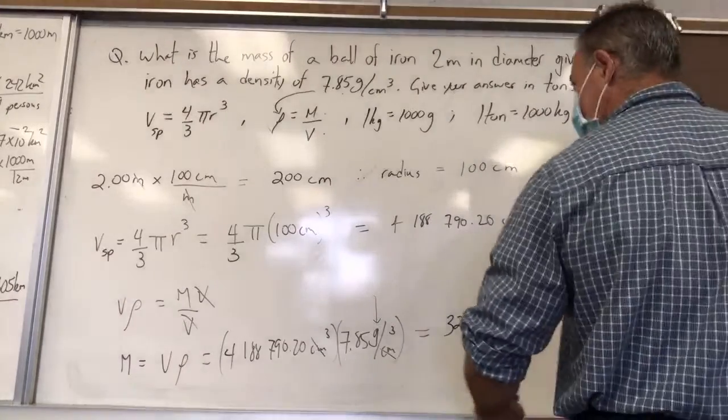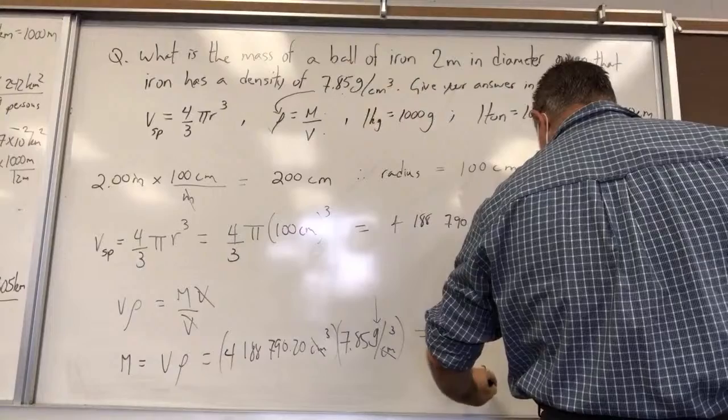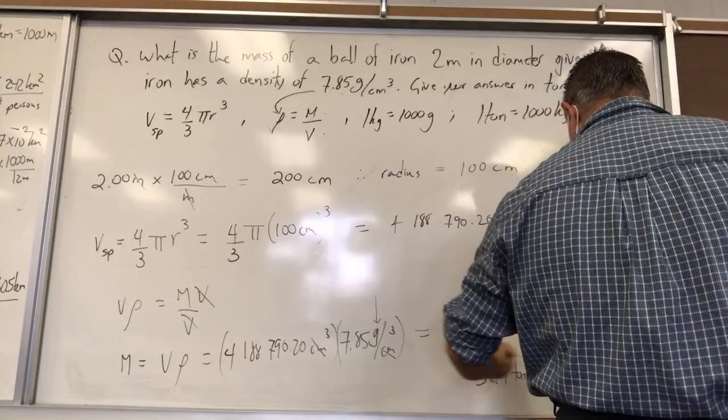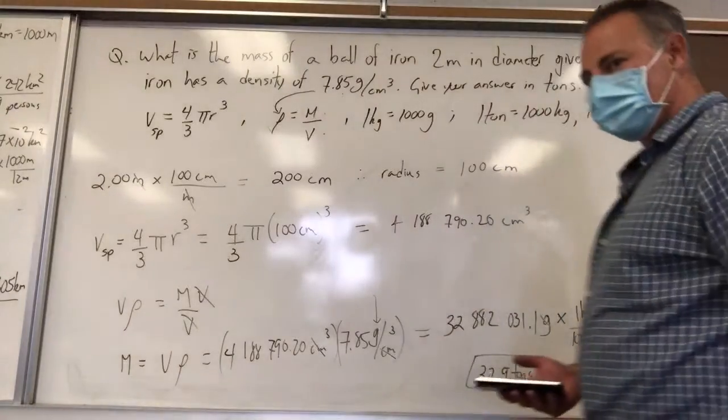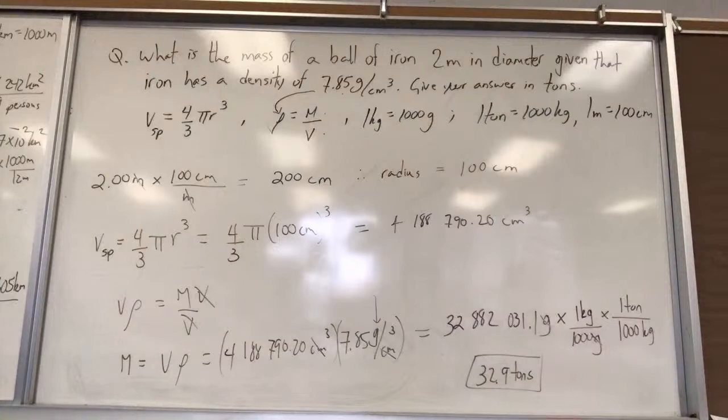And what you get is, how many sig figs? We're not 3, because this is 3 sig figs. So the answer you get finally is 32.9 tons. So a ball of iron 2 meters high would weigh almost 33 tons. That's like about 4 cement trucks.